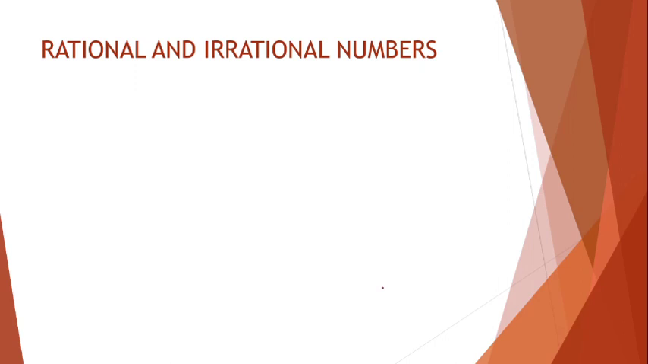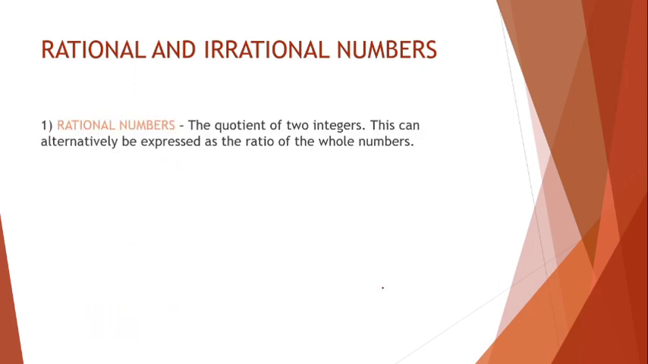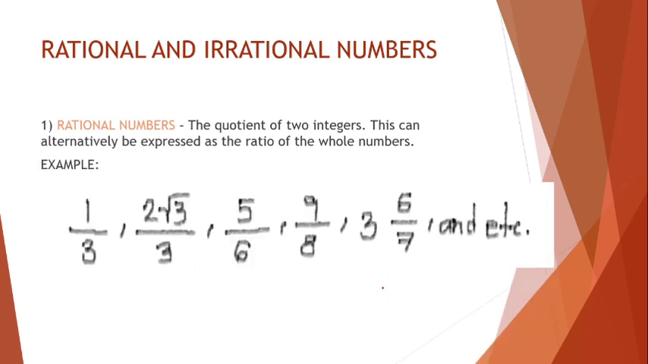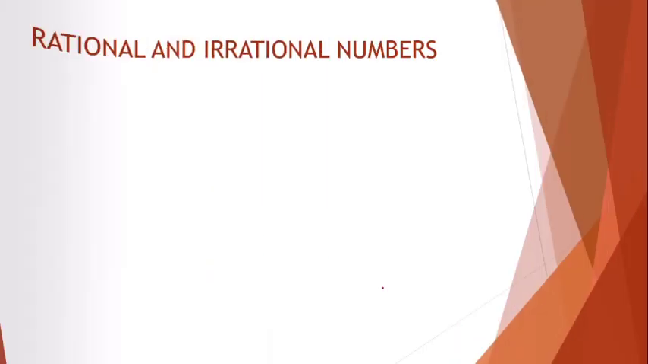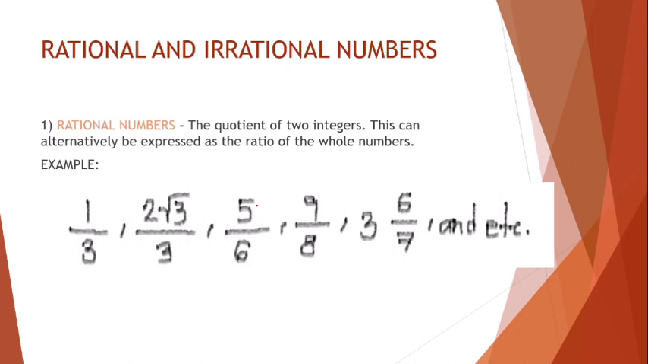So, enumerate muna natin ano bang pinagkaiba ng rational at irrational numbers. Rational numbers, the quotient of two integers. This can alternatively be expressed as the ratio of the whole number. Example, this. Kung mapapansin nyo, kahit sabihin natin improper siya, that's still rational.